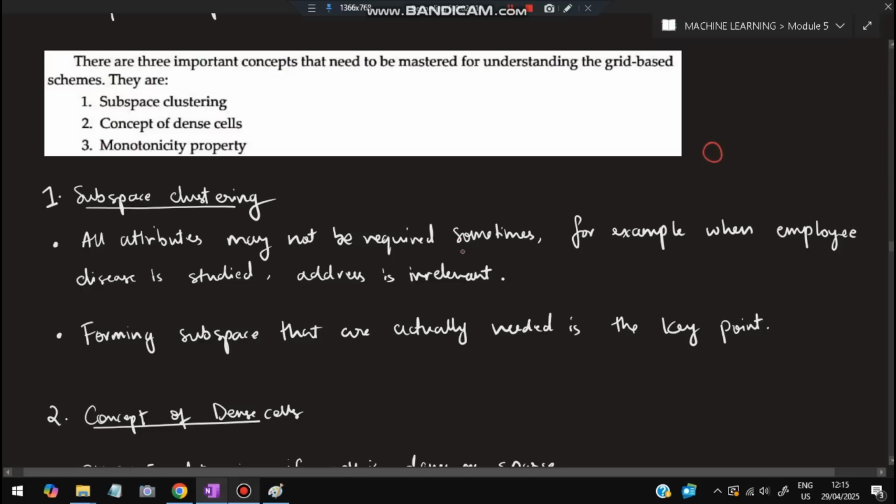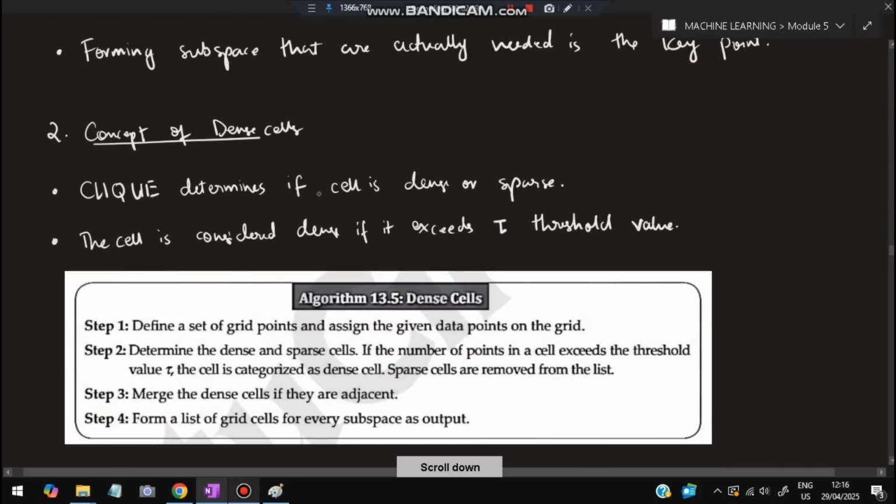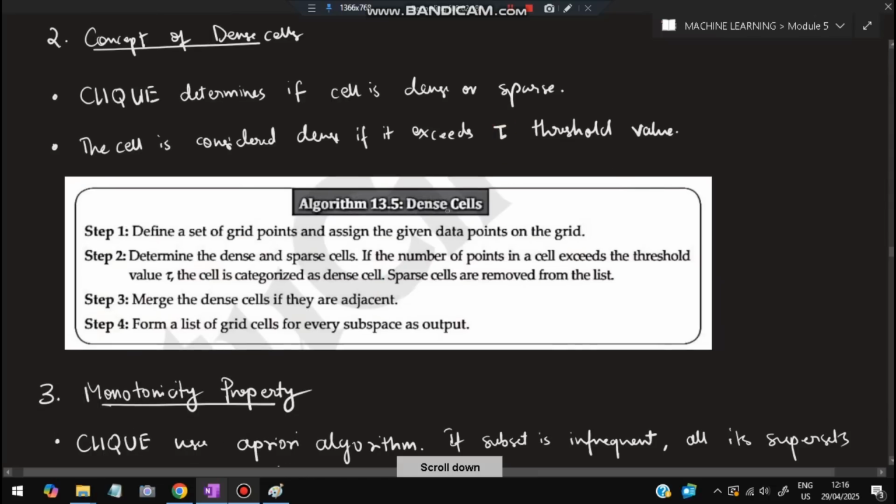So the key point here is forming only those subspaces that are actually needed, which is subspace clustering. Next is the concept of dense cells. CLIQUE determines if a cell is dense or sparse. There is a threshold value. If it exceeds that value, it is dense. If not, it is sparse. And the algorithm is here: define a set of grid points and determine the threshold value. Merge the cells that are adjacent and form a list of grid cells for each subspace as output.